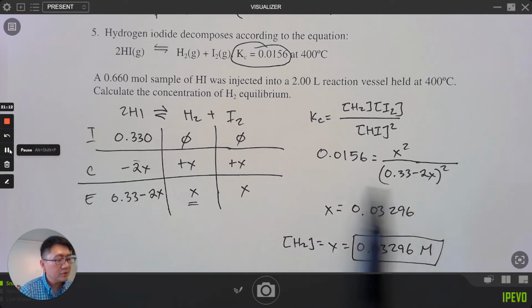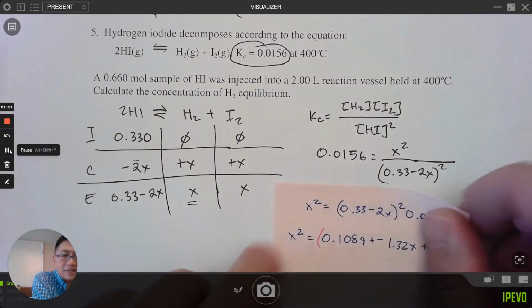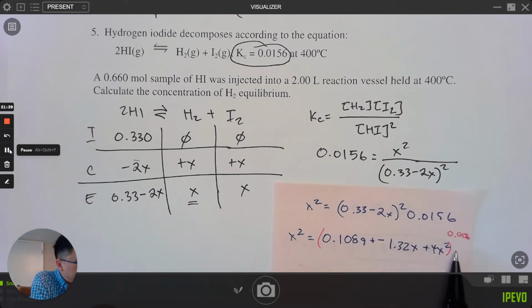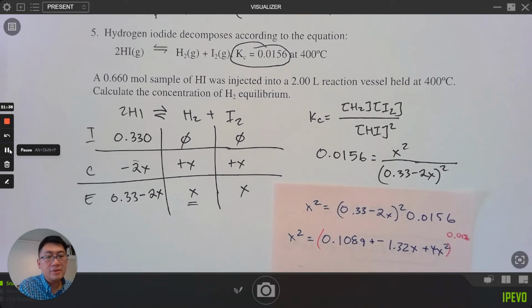How did I solve for x here? What I did was change that equation. Multiply both sides by the denominator, so I got that. Distribute, or FOIL, the whole thing, that's times 0.00156, and combine like terms. Then I have the form ax squared plus bx plus c is equal to 0, and then I use the quadratic equation.